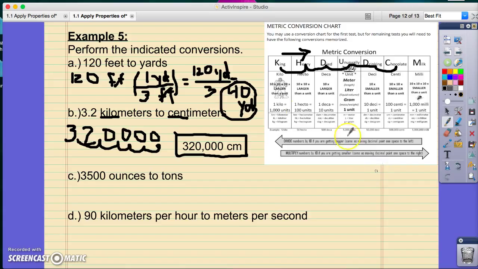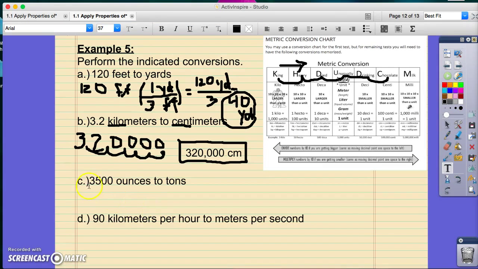All right, so now the next one, we're doing 3,500 ounces to tons. So I'm going to start with, let me see if I could type these. I might be better at that. Then I'll put parentheses as I go here. Actually, we don't really need parentheses yet. Okay, so here's my first number.